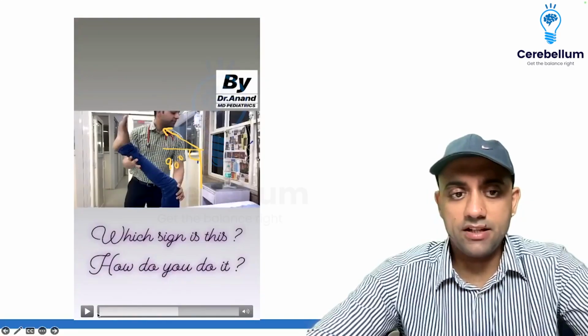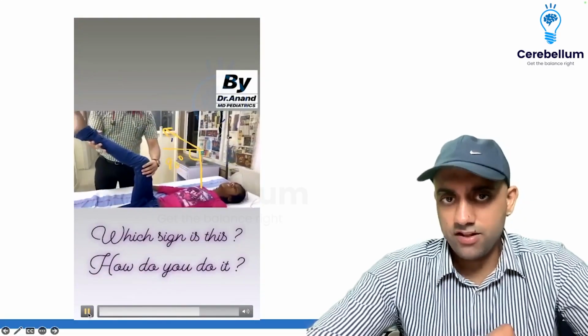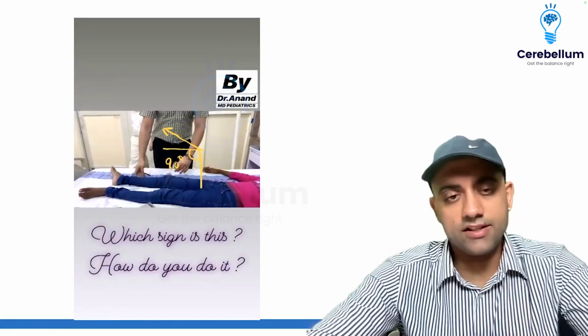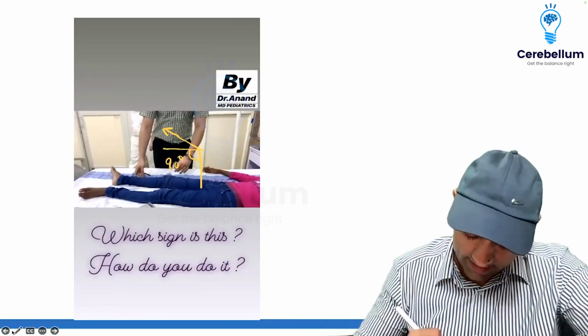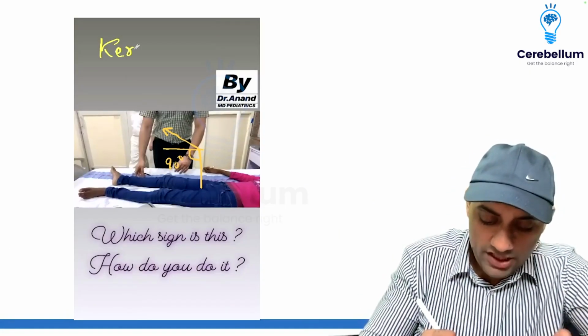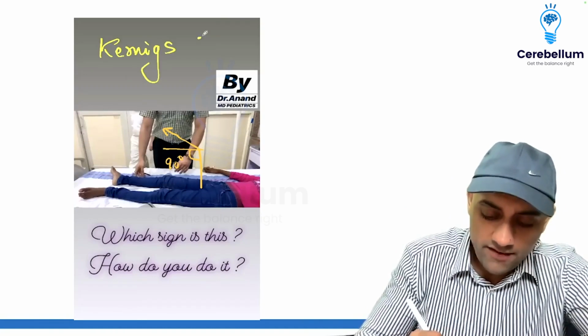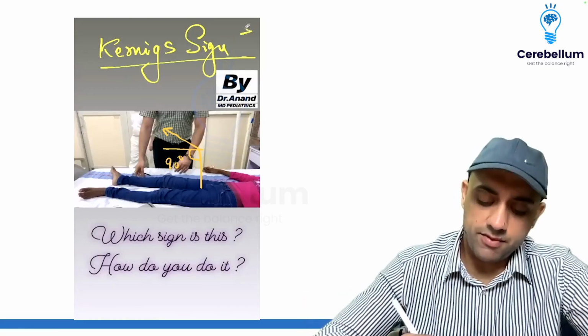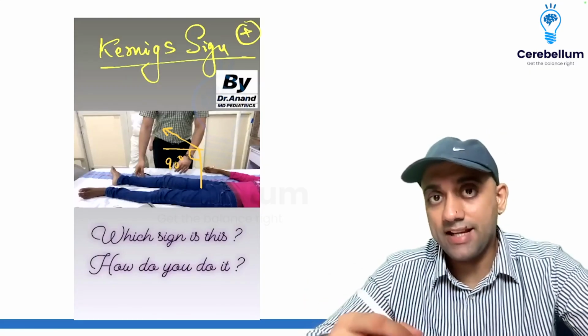Once you hyperextend the knee joint, look at the patient's face. She will wince with pain. What do you call this? It's a classical Kernig sign positive. So it's a sign of meningitis. We have Kernig sign, Brudzinski sign, and neck rigidity. This patient is Kernig positive, meaning this patient has meningeal signs positive.